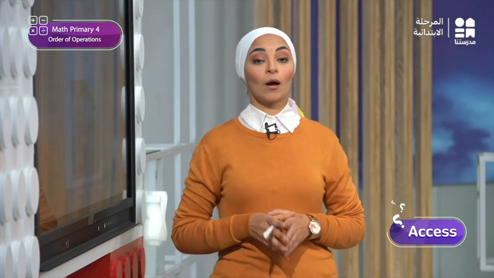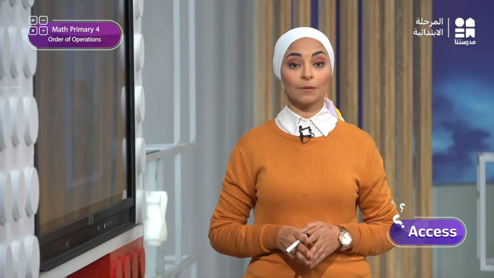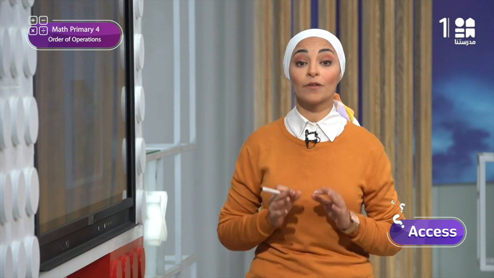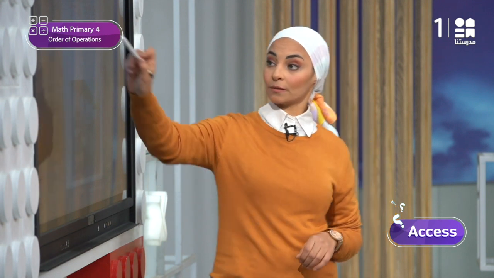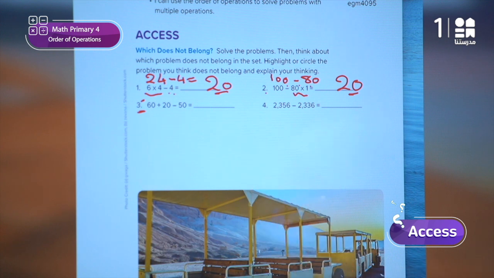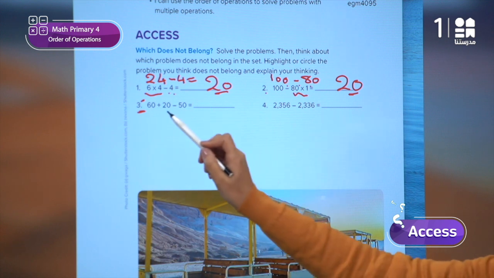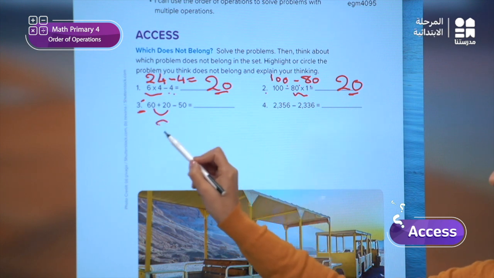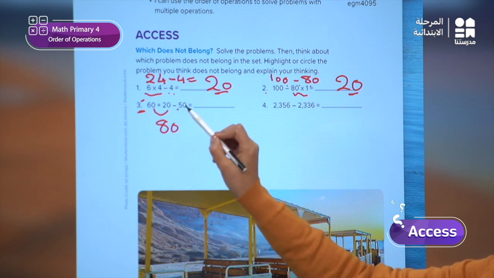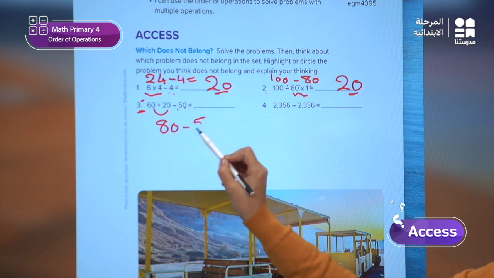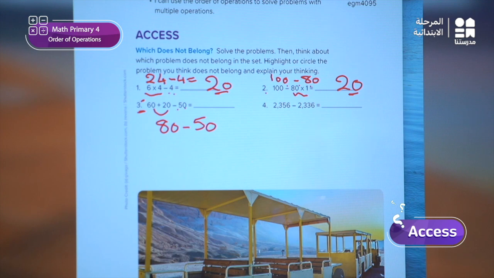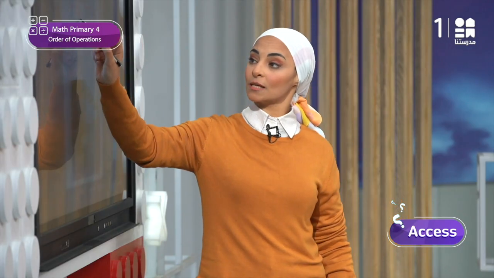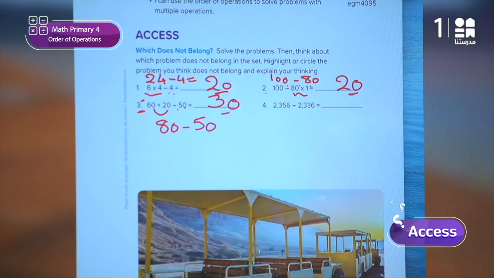And now this problem has no brackets or multiplication or division. So we are going to solve directly from left to right. I'm talking about problem number 3. I will start from 60 plus 20. 60 plus 20 gives me what? Of course, 60 plus 20 equals 80. Then I will move to the subtraction step, so 80 minus 50. 80 minus 50 gives me 30. So my answer is 30.